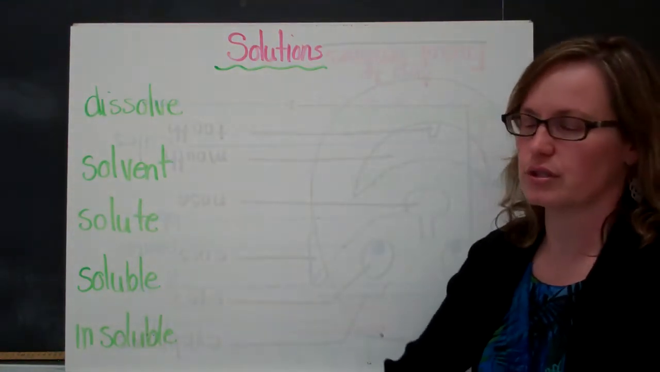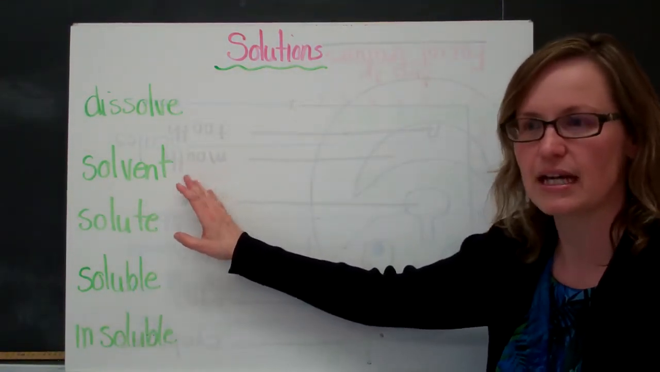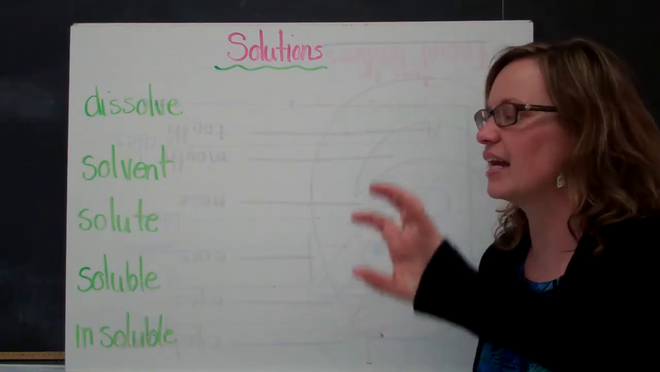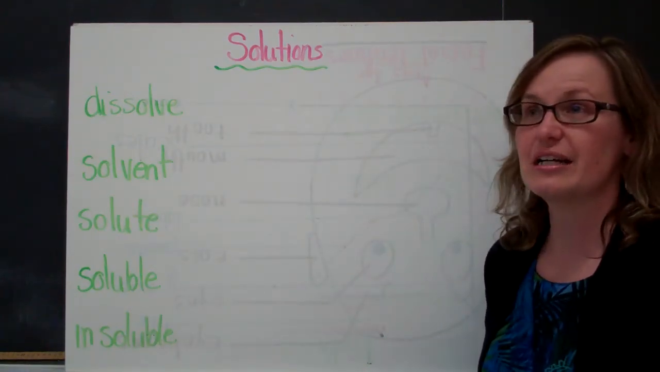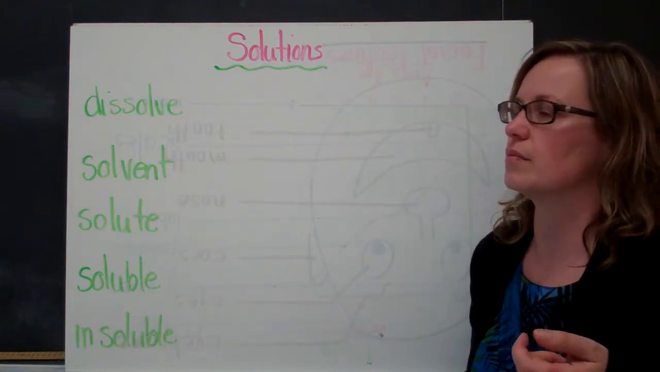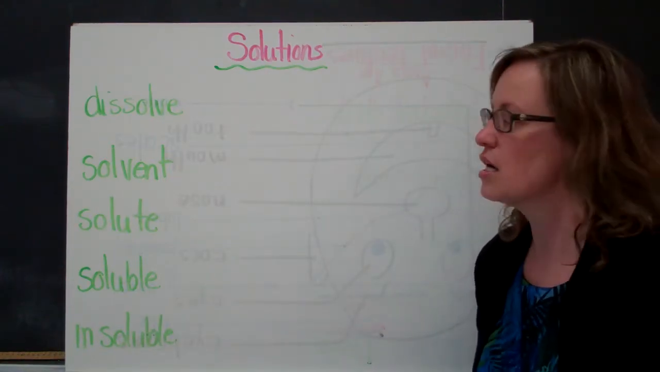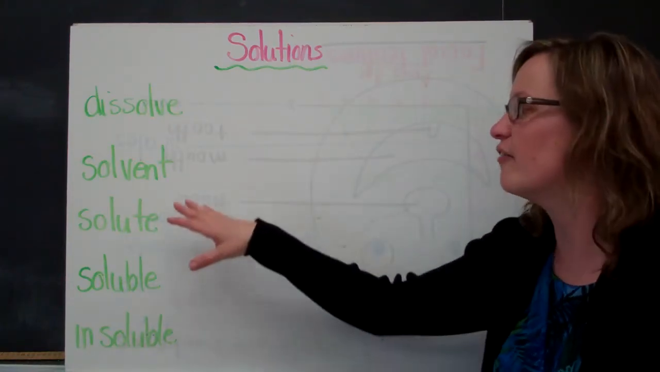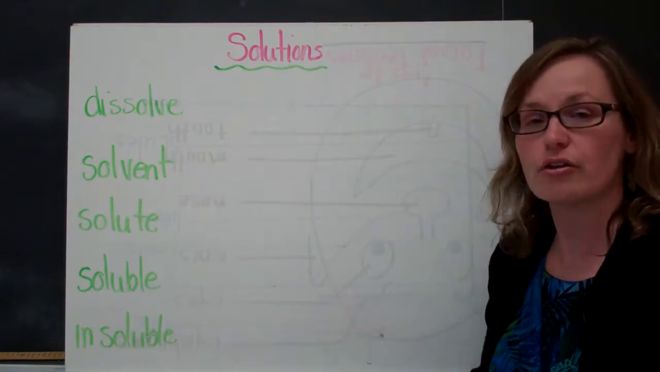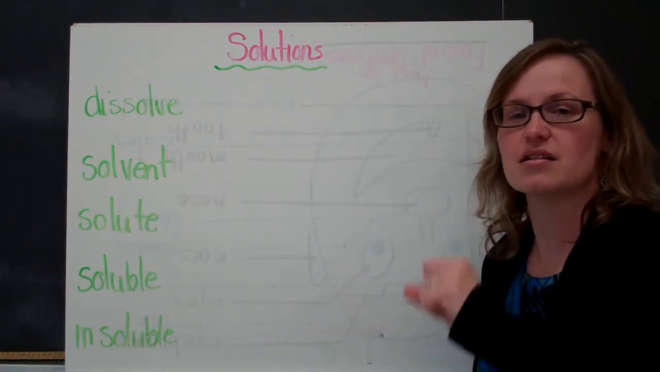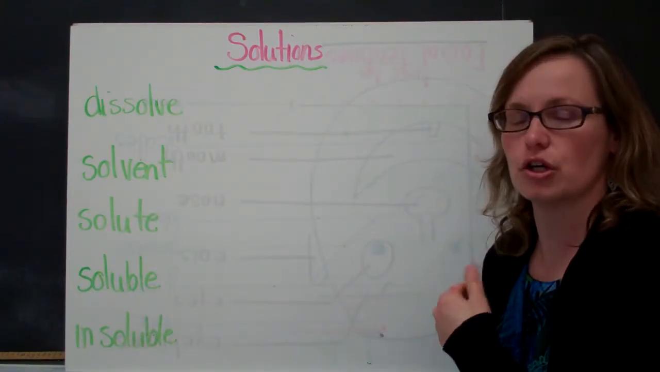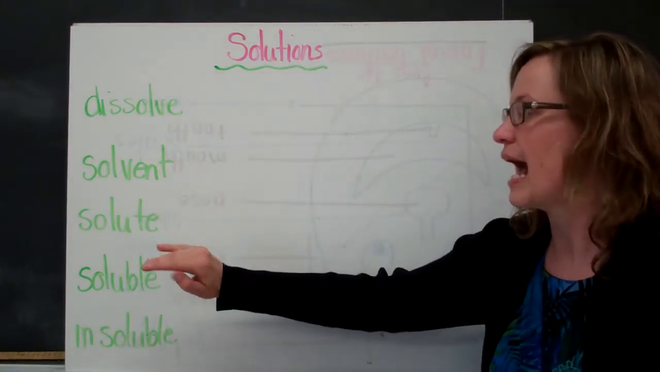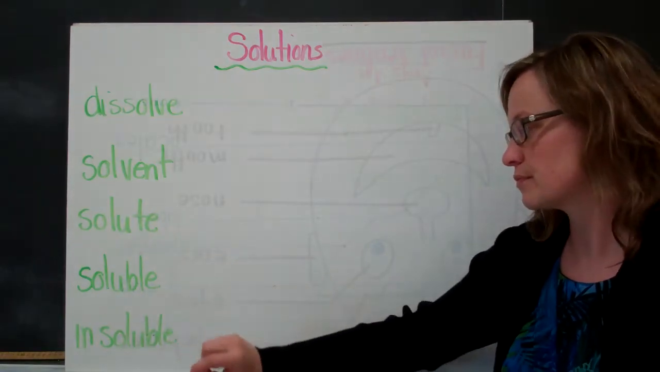Solvent and solute. So the solvent is the larger amount of matter that you have that you are adding a solute to. If we're thinking about dissolving sugar in water, the water would be the larger amount of matter that we have. It would be the solvent. The solute is what you are adding to the solvent in hopes of dissolving to create that solution. So in our example, the solvent would be the water and the sugar would be the solute.